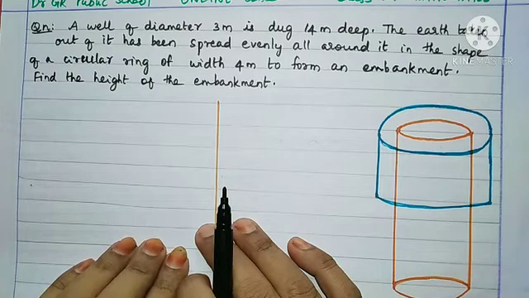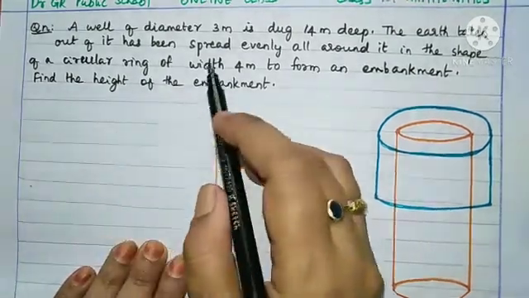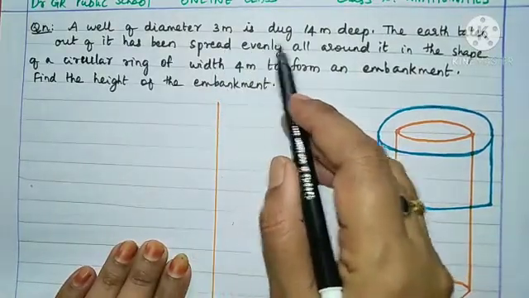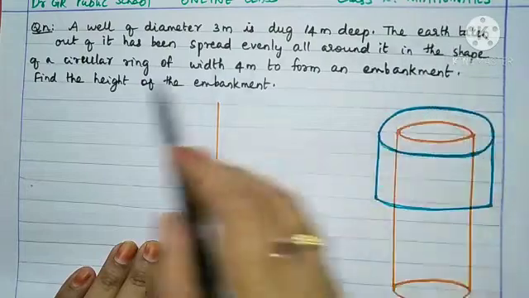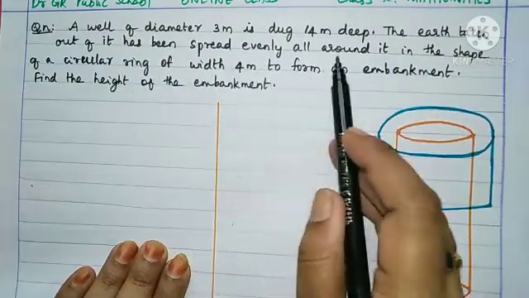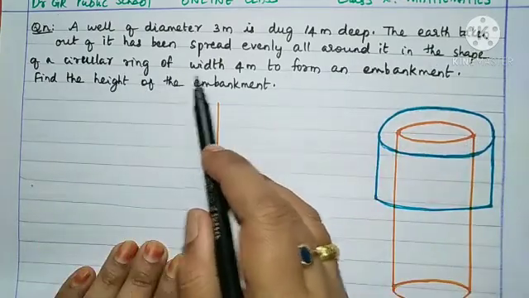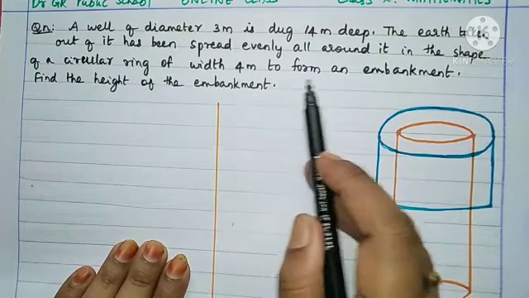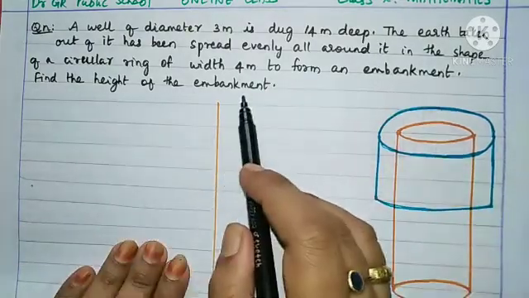So let us begin the first question, children. This is from your exercise. A well of diameter 3 meters is dug 14 meters deep. The earth taken out of it has been spread evenly all around it in the shape of a circular ring of width 4 meters to form an embankment. Find the height of the embankment.